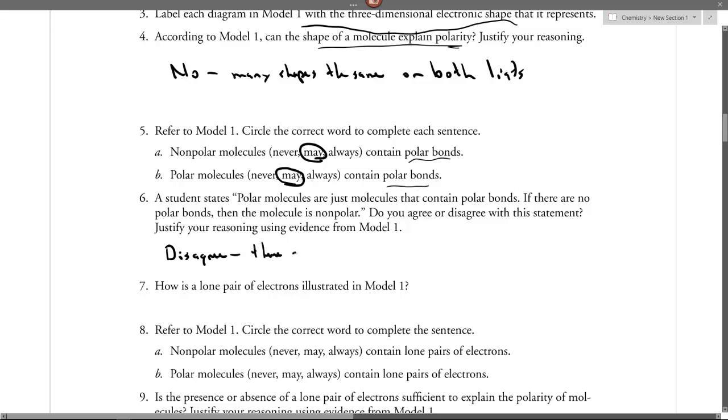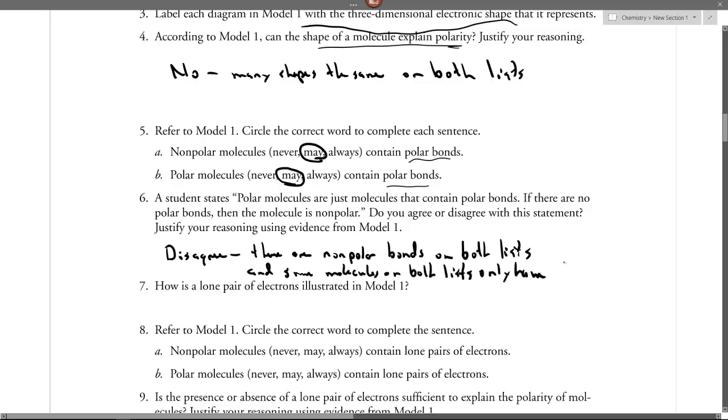There are nonpolar bonds on both lists and some molecules on both lists only have nonpolar bonds. Okay. How is a lone pair of electrons depicted?